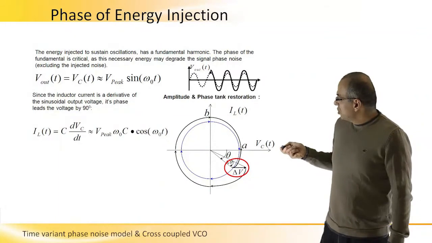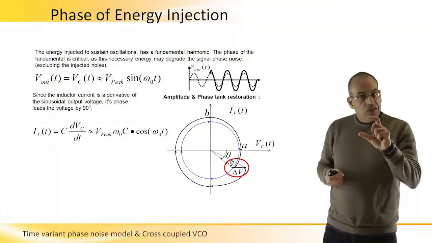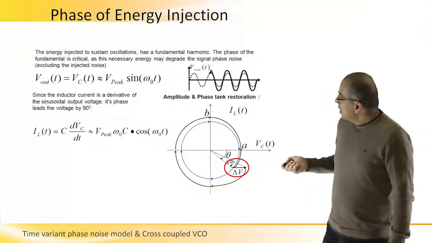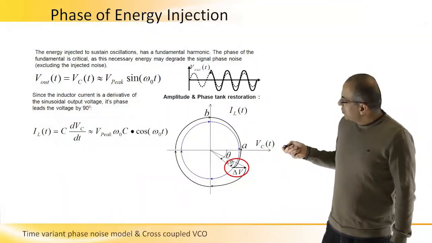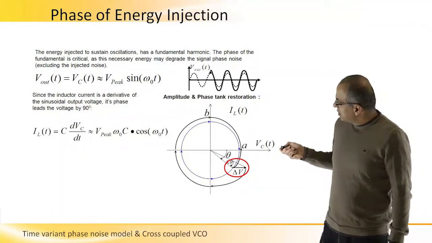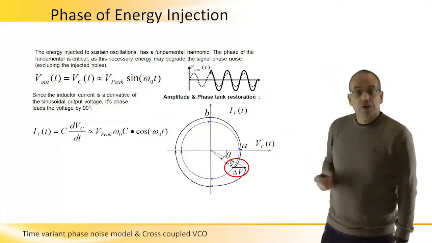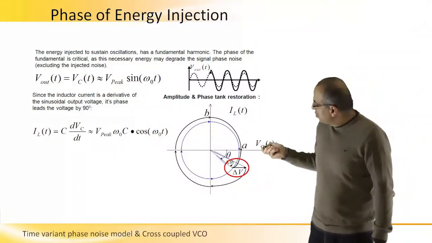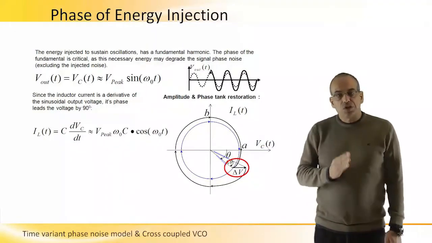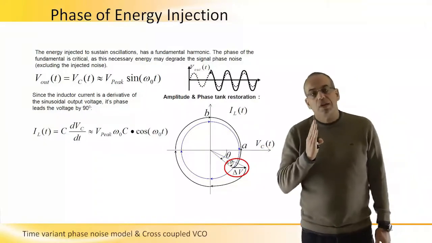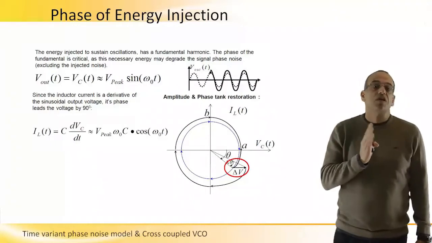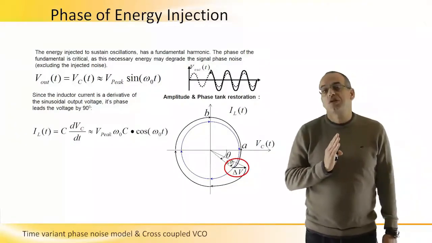We don't change the current because we cannot change the current instantly in the inductor. But let's see what happens to the phase. So we were at that moment at this phase, and instantly we jumped to a different phase. And if we do it in this instance, what we do is we change the phase very rapidly. This is another way of adding phase noise to the VCO.